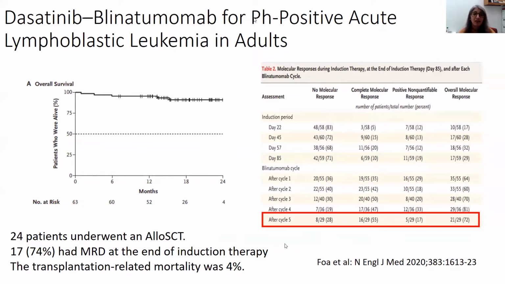So this is a direction to watch out for, and I'm sure as more and more studies come in, how we place these drugs in the treatment of ALL and where transplant fits in is going to be the next question.